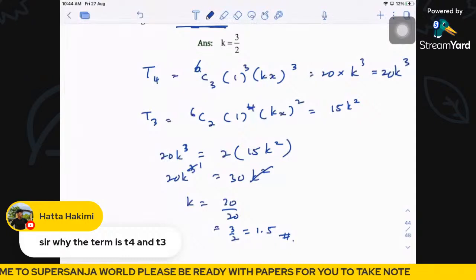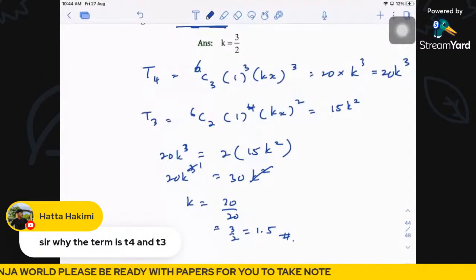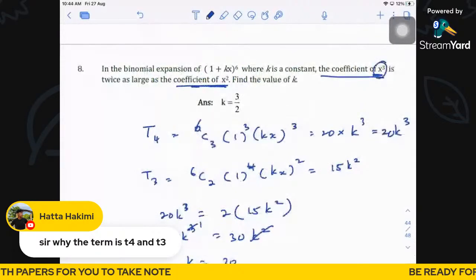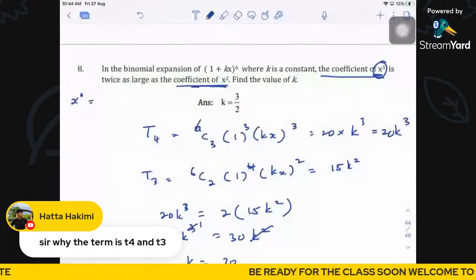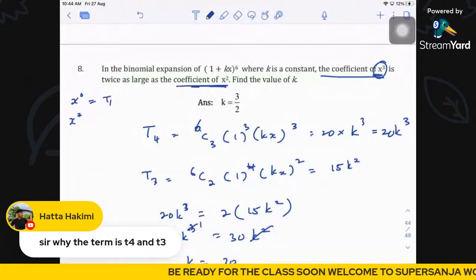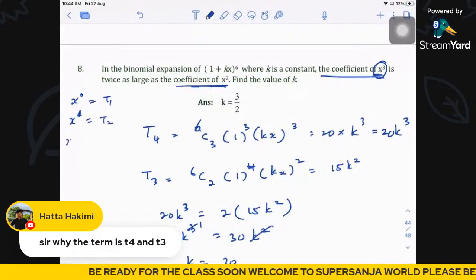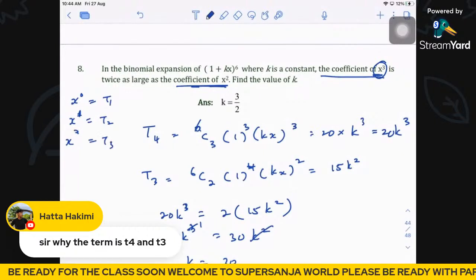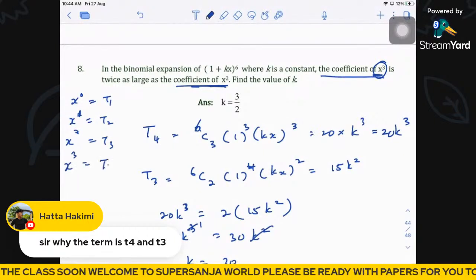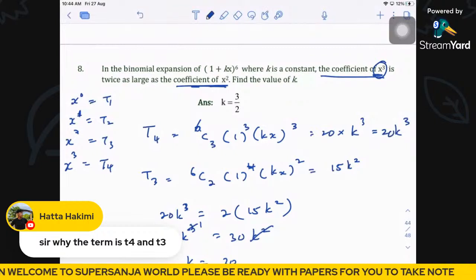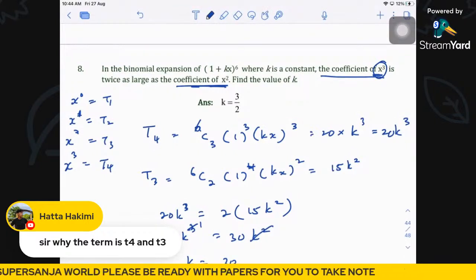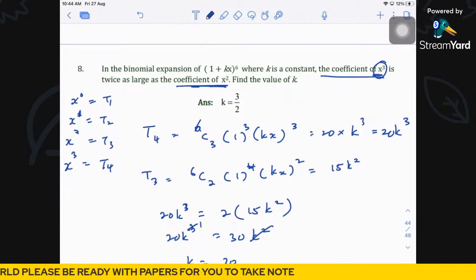Okay, Hatta asked me why the terms are T4 and T3. Hatta, to be very frank to you, if you look at this, it is x cubed. X power of 0 is T1. X power of 1 is T2. X power of 2 is T3. X power of 3 is T4. Agree with this, Hatta? That's why the terms there are T3 and T4.